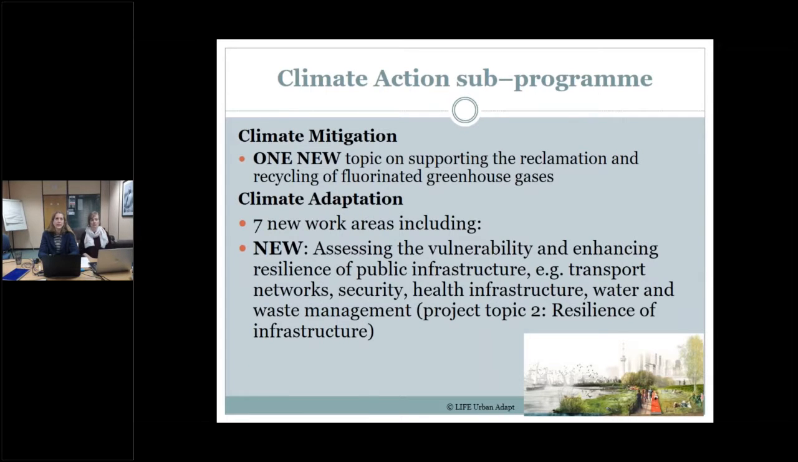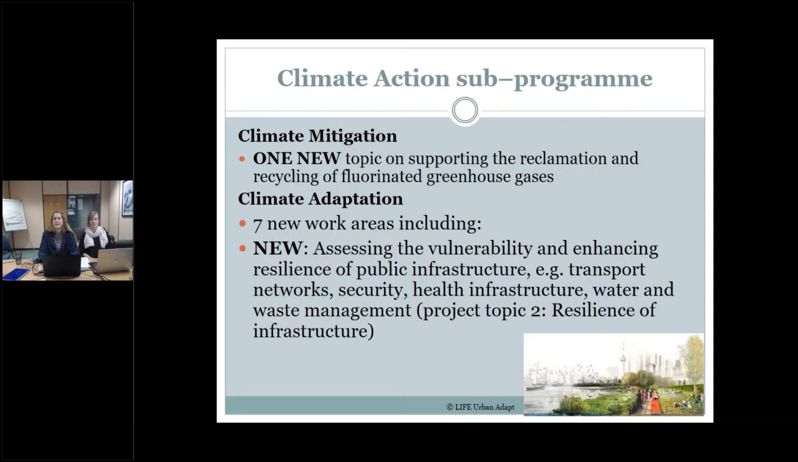This project is led by RAP, and has a budget of 3.2 million. So I hope this has given you some ideas and a flavor of different projects possible under the environment strand.